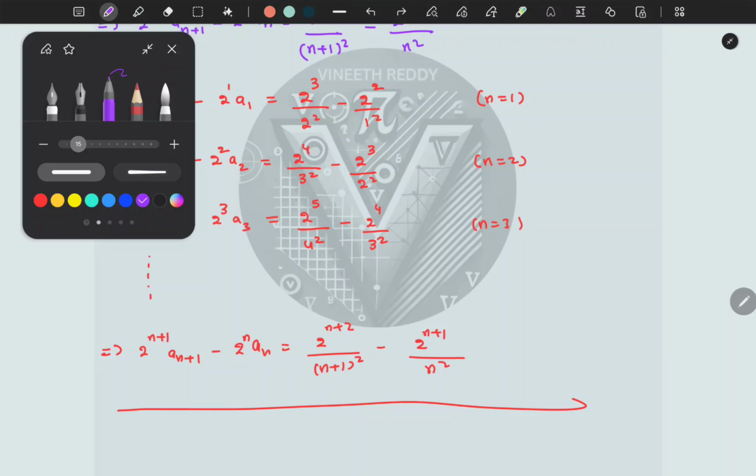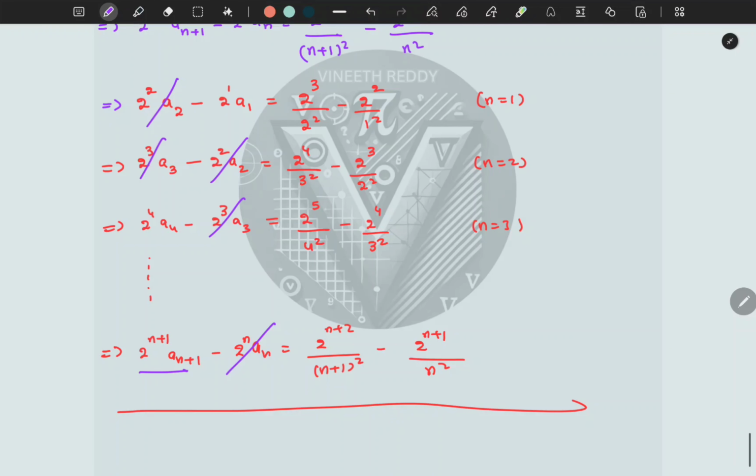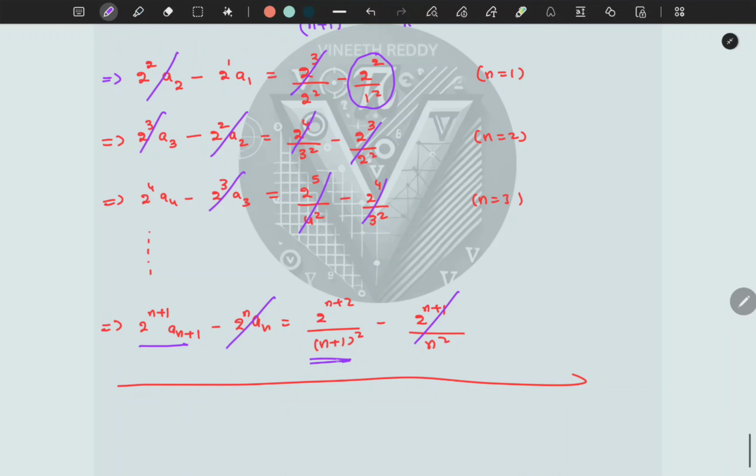So on the left hand side, what will happen is this and this get cancelled, this and this get cancelled, like that. The highest term will remain, and this term will also get cancelled. On the right hand side, this term will remain. Now this term and this term will also get cancelled, right? I hope you are understanding. This term will not be cancelled because this is the highest term, right?